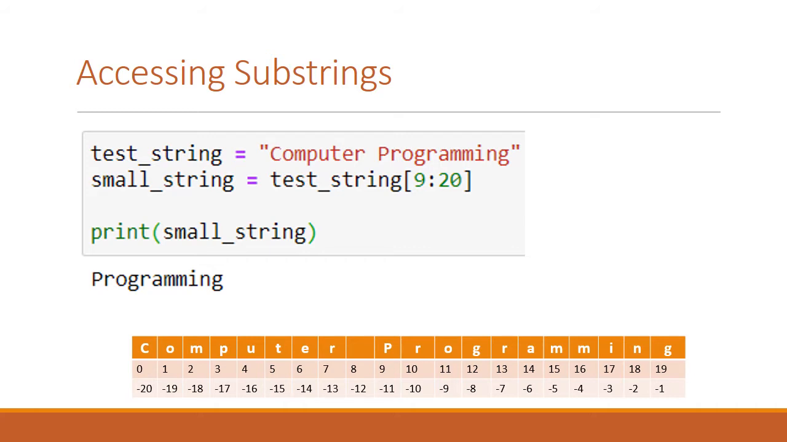So if we look at our string, we see that position 9, the value stored there is an uppercase P. And we see that all of the characters up to but not including 20 includes the entire string programming. So the string programming is assigned to small string.